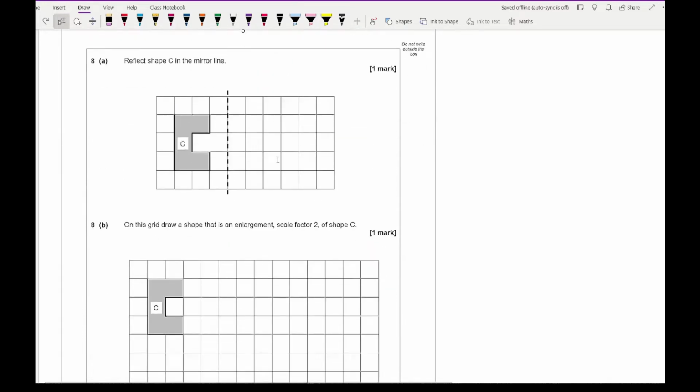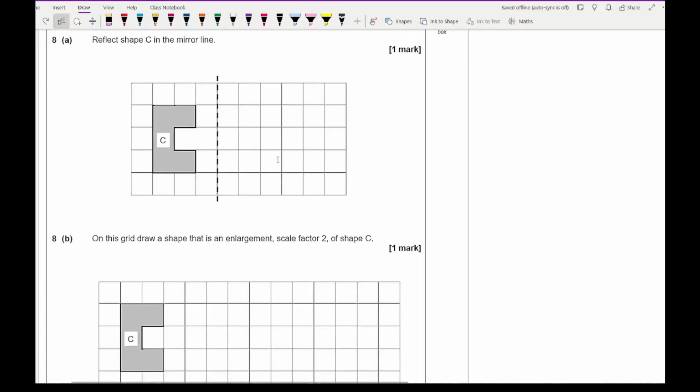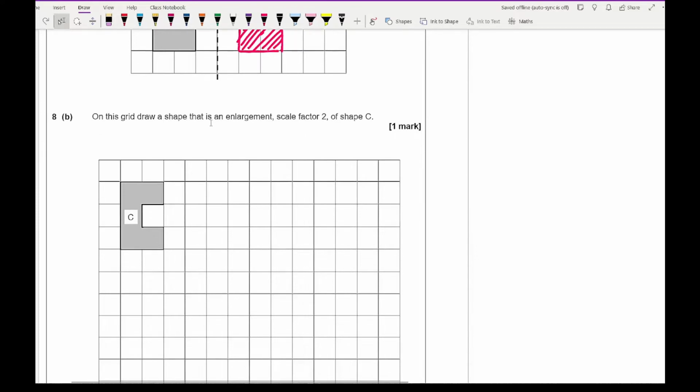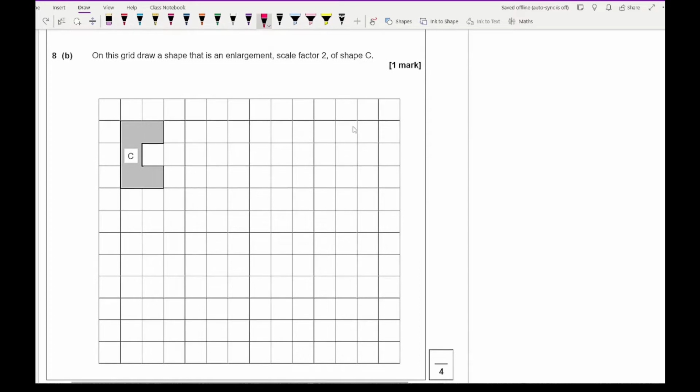For question 8, it says reflect C along the mirror line. So again, using a ruler, which again I'm definitely not going to be doing, you should have your shape or the image of C that looks something like this. And again, shading is completely optional, like so. And then for B, it says on this grid draw a shape that is an enlargement of scale factor 2 of shape C. Now with this, we haven't been given a centre of enlargement, so as long as it fits on the grid, it's going to be fine.